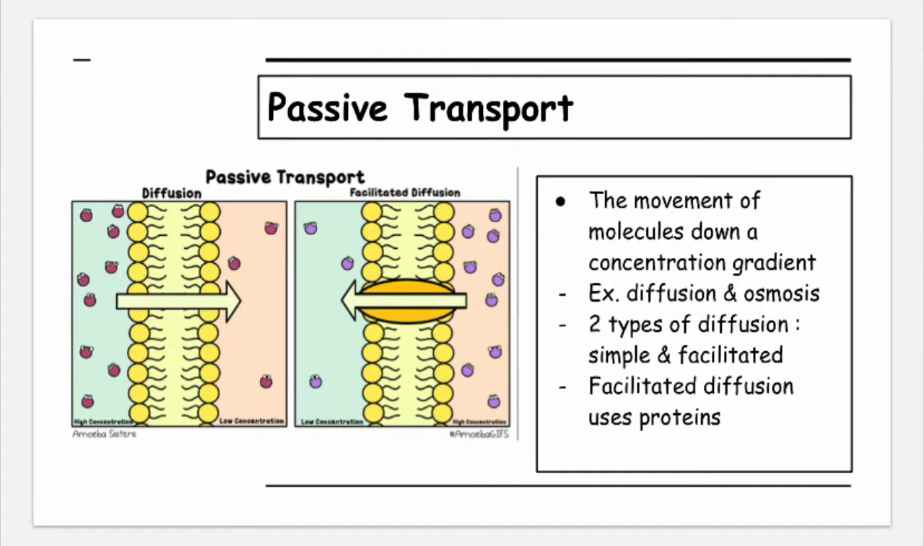Diffusion is the movement of molecules down a concentration gradient, and there are two types of it, simple and facilitated, which both do not use energy. If you look at the diagram on the left, you can see that simple diffusion just uses the phospholipid bilayer that we talked about in the previous video to go through the membrane, while facilitated diffusion uses special proteins that are hydrophilic to move out of the cell.